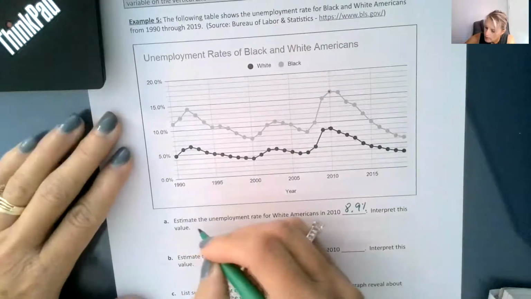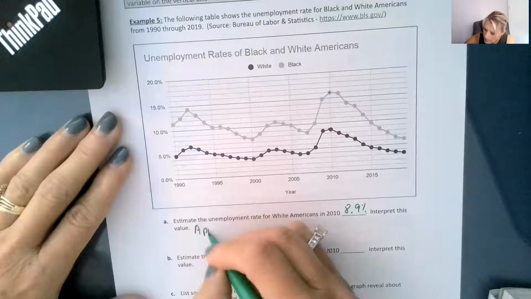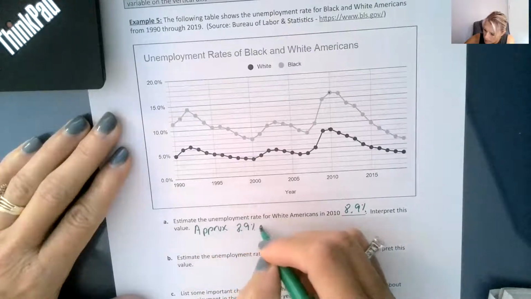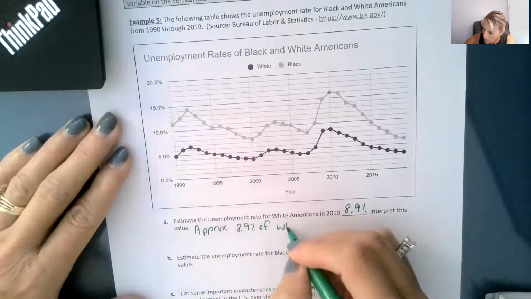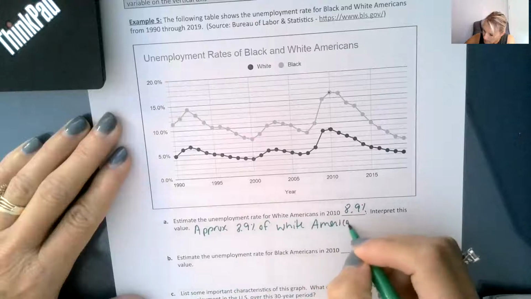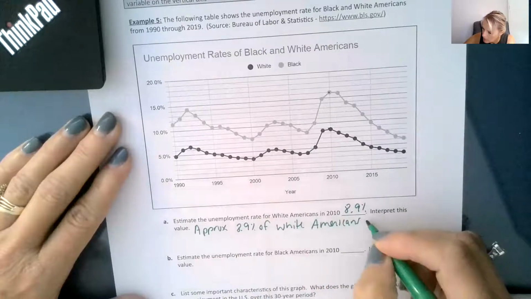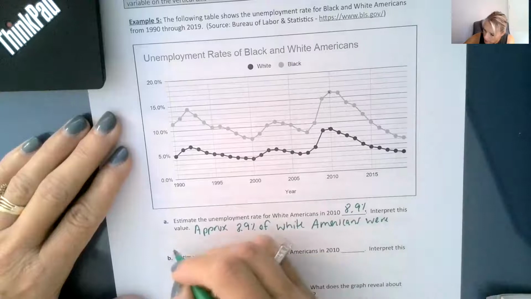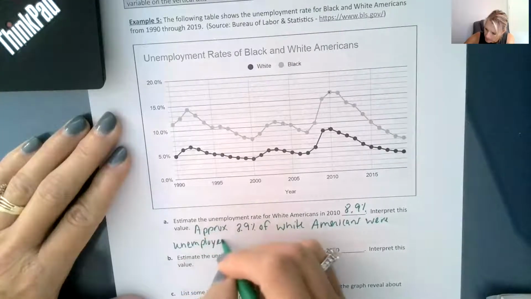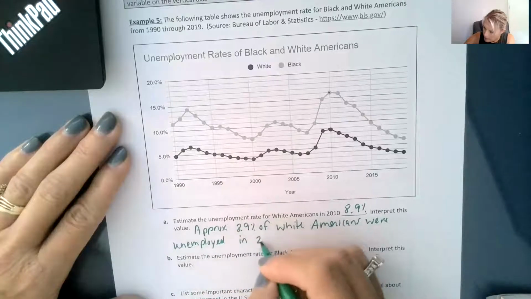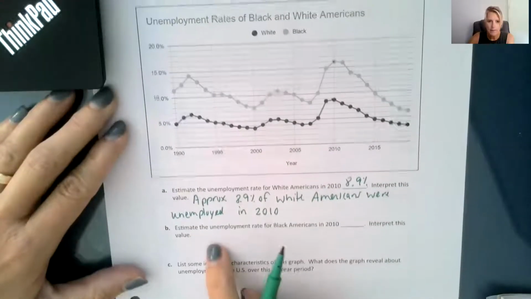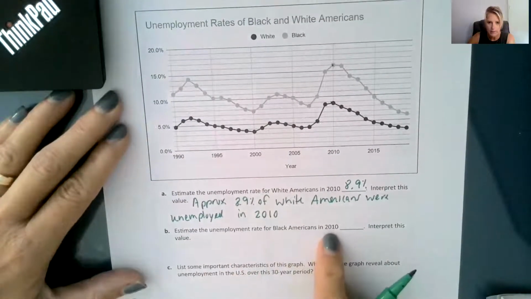Interpret this value. Approximately 8.9% of white Americans were unemployed in 2010. Estimate the unemployment rate for Black Americans in 2010.